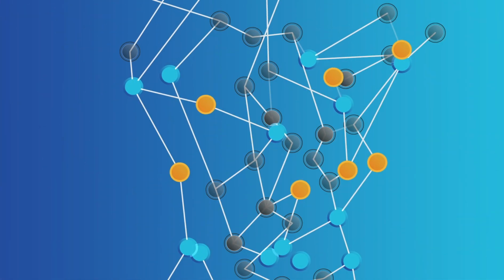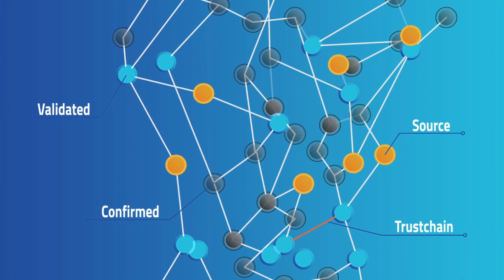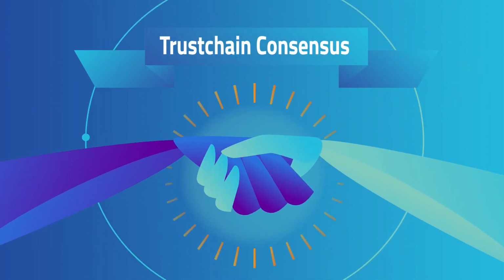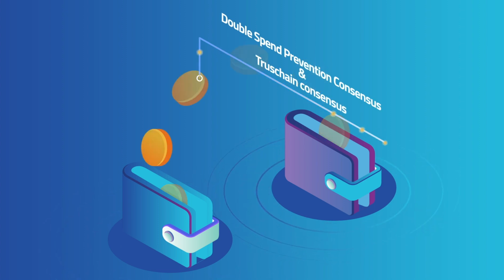The transaction is validated. After a number of validations, the transaction's trust chain reaches the threshold. Once the threshold is reached, it is known as Trustchain Consensus. A transaction that has both DSPC and TCC is considered confirmed.